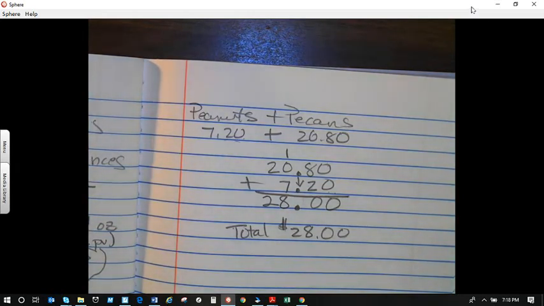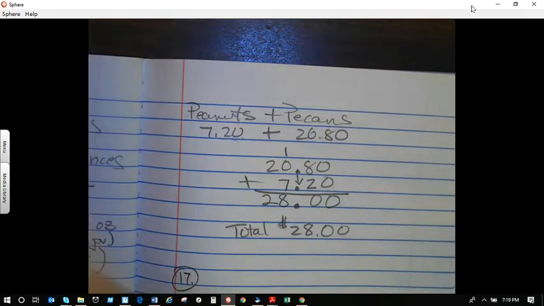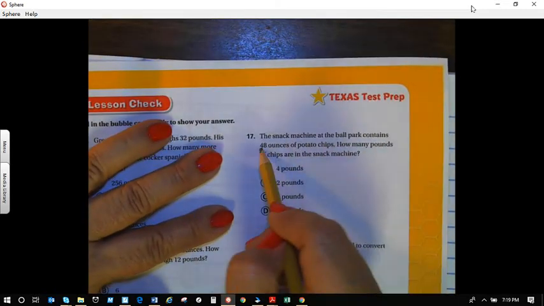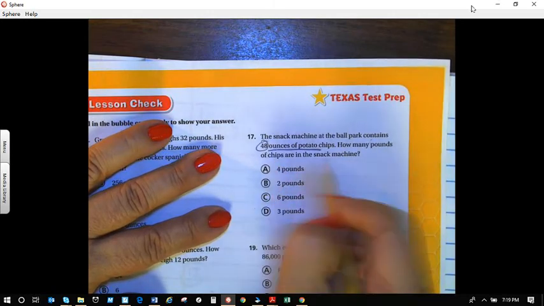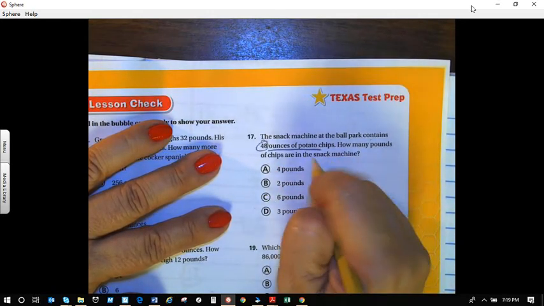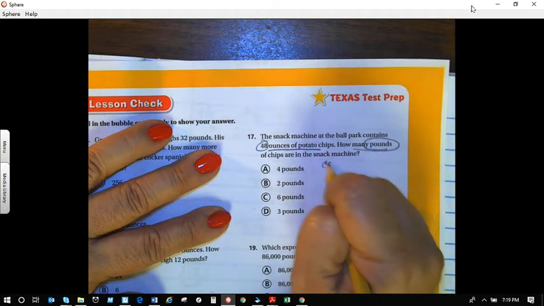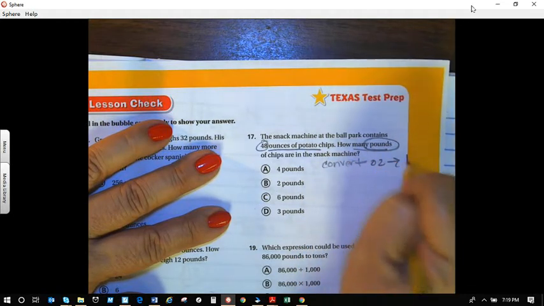All right, let's go to the next one, number 17. Number 17, simple place. The snack machine at the ballpark contains 48 ounces of potato chips. How many pounds of chips are there in the snack machine? Okay, so I know I'm looking at pounds. I'm going to convert ounces to pounds.